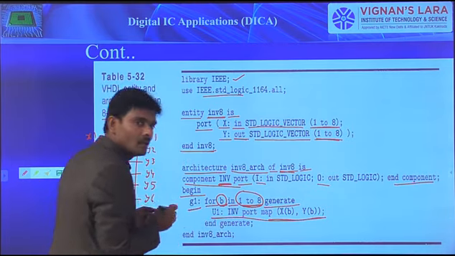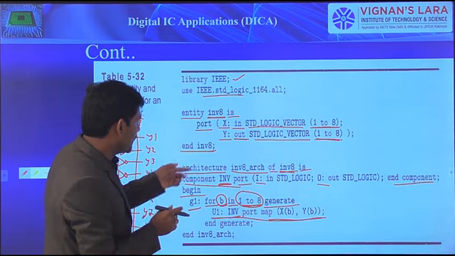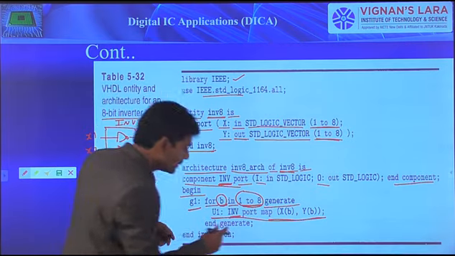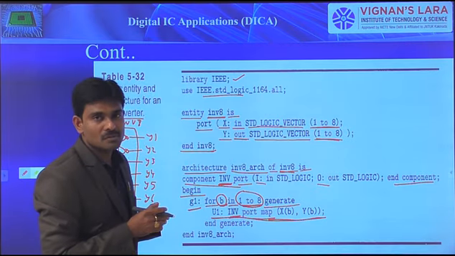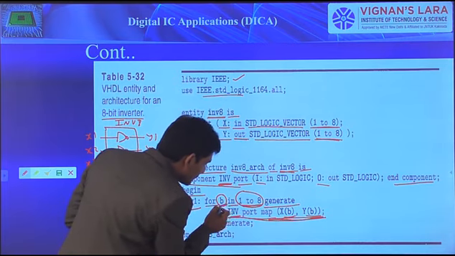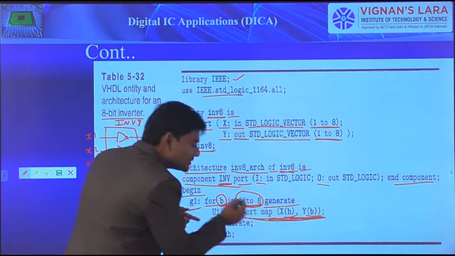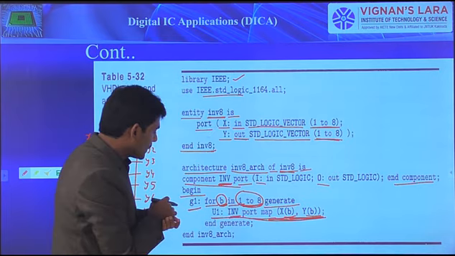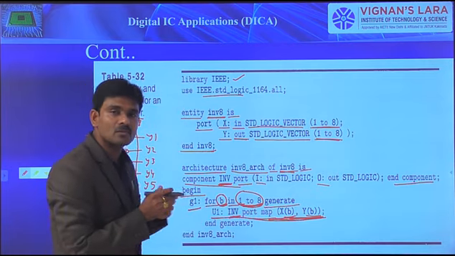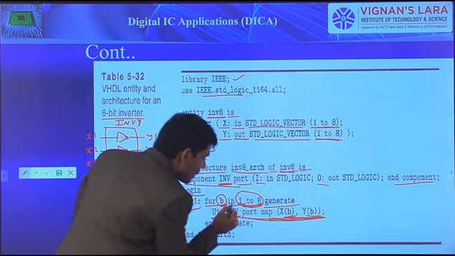The syntax is a label, so I mention U1, colon, then the component name, which we declared previously, inverter, INV. The same name must be mentioned here. Then we map the ports. Here I mention X of B and Y of B, using the variable B. The value of B is based on the range: it starts with the value 1 and keeps increasing, and once it reaches 8, the loop terminates. So first, B will be assigned a value of 1.